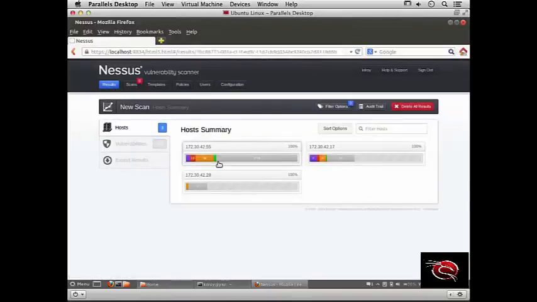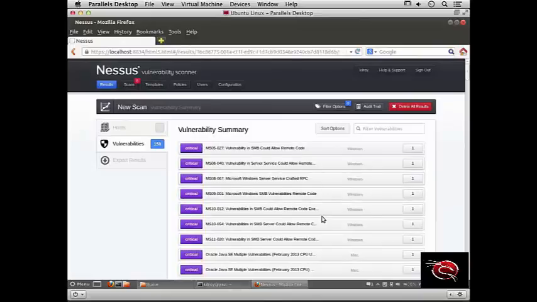I'm going to pop this one up. And of course, it brings me to the hosts summary, and I've got the 3 hosts that I had scanned in this particular one. And we've got a nice little graphical breakdown of the vulnerabilities and the different classifications for them. But what I want to do is go to the vulnerabilities tab at this point.